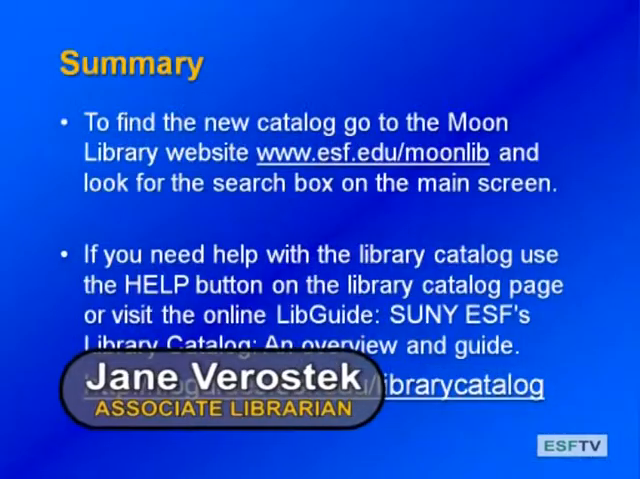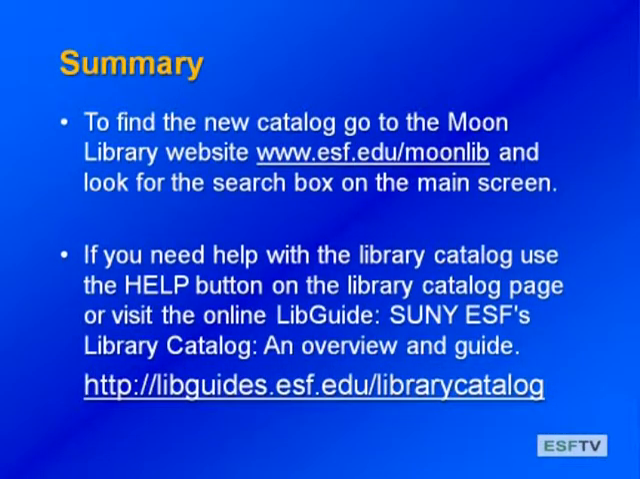So to summarize, to find the new library catalog, you want to go to the Moon Library webpage, again, www.esf.edu/moonlib. There should be a search box that says Books and More. You can do a search from that box, or if you just click Search, you'll get to the basic search screen. Remember, if you need any help with the library catalog, you can contact us by coming into the library, or you can go to our new guide that we have on the library catalog, libguides.esf.edu/librarycatalog.